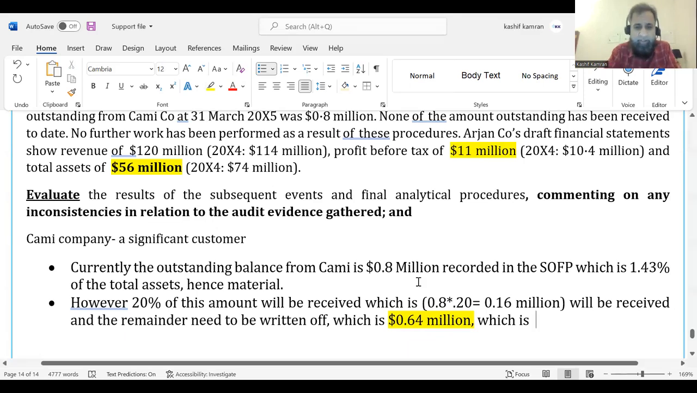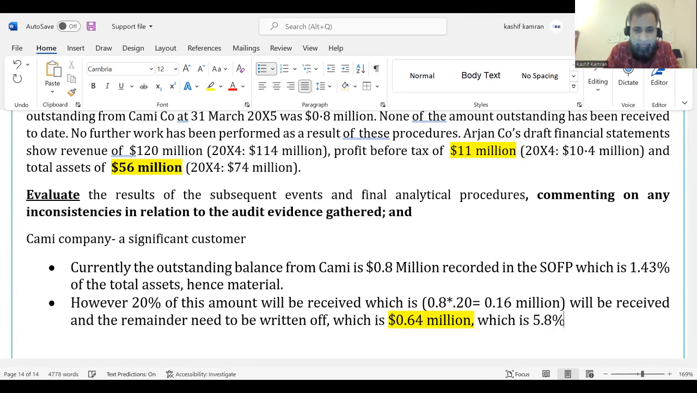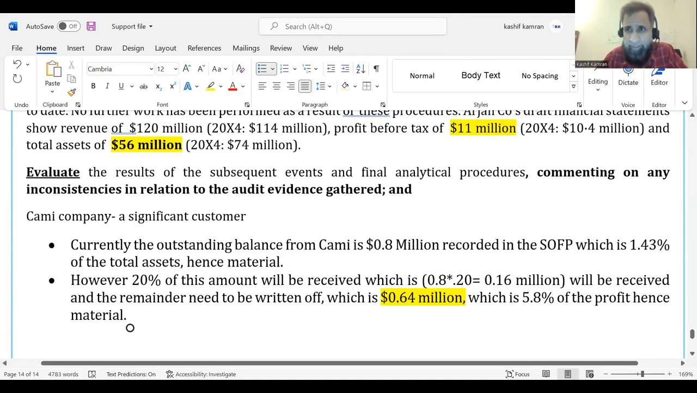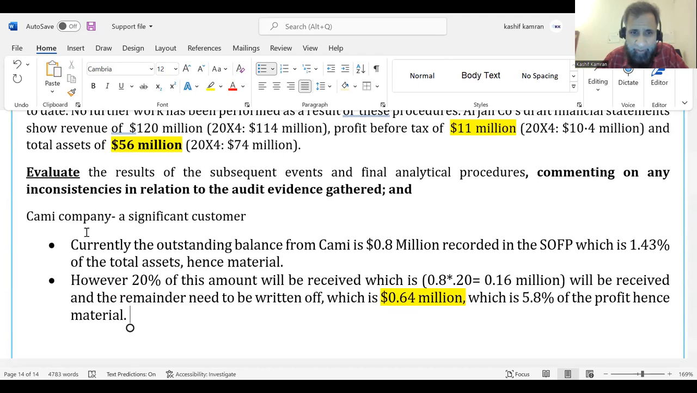Which is 5.8% of the profit, hence material. I hope you're getting my point here, right? So every time you calculate the materiality, you get 1 mark. Absolutely 1 mark for bullet number 1 and 2 together, not individual, not 1 mark for bullet 1 and not 1 mark for bullet 2. Materiality in total is 1 mark.